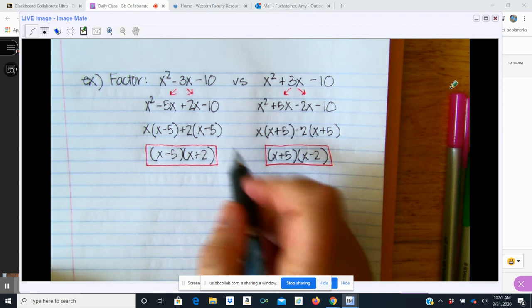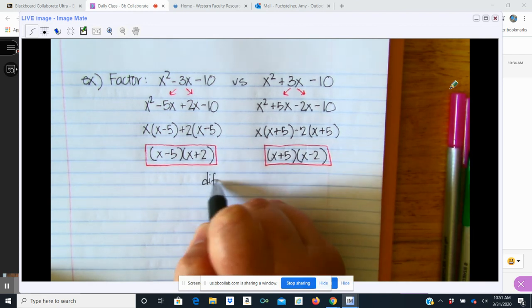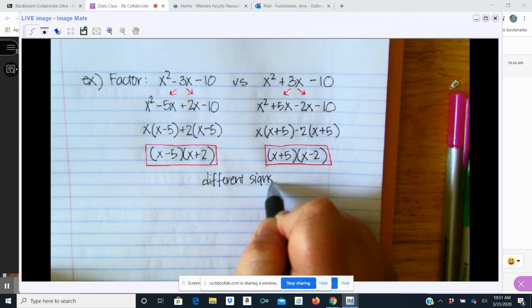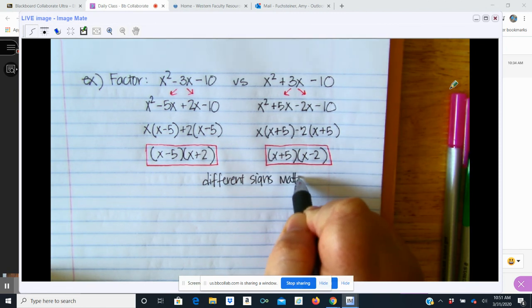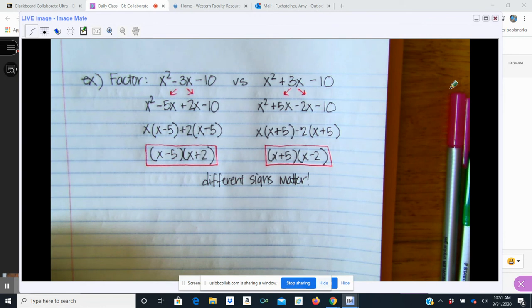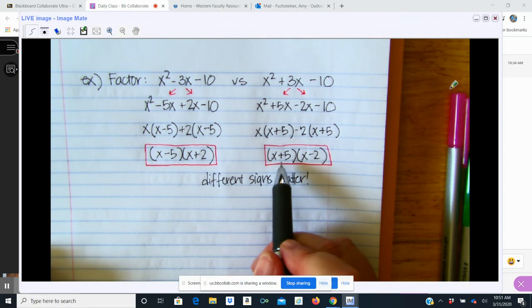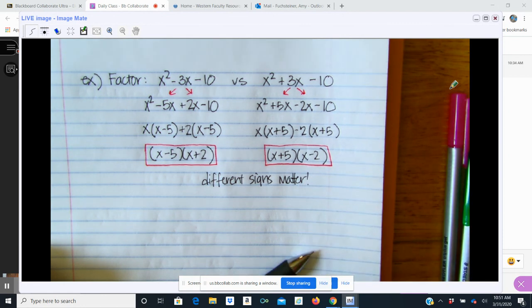The different signs matter. They will give you different answers. X minus 5, x plus 2 versus x plus 5, x minus 2. These are, in fact, different answers.